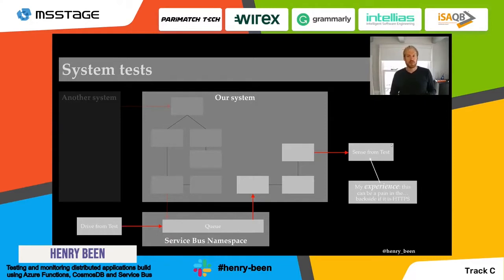And this can be done by stubbing out the external system. But writing a stub for a system is quite a lot of work. And whenever the other system changes, you have to change as well.